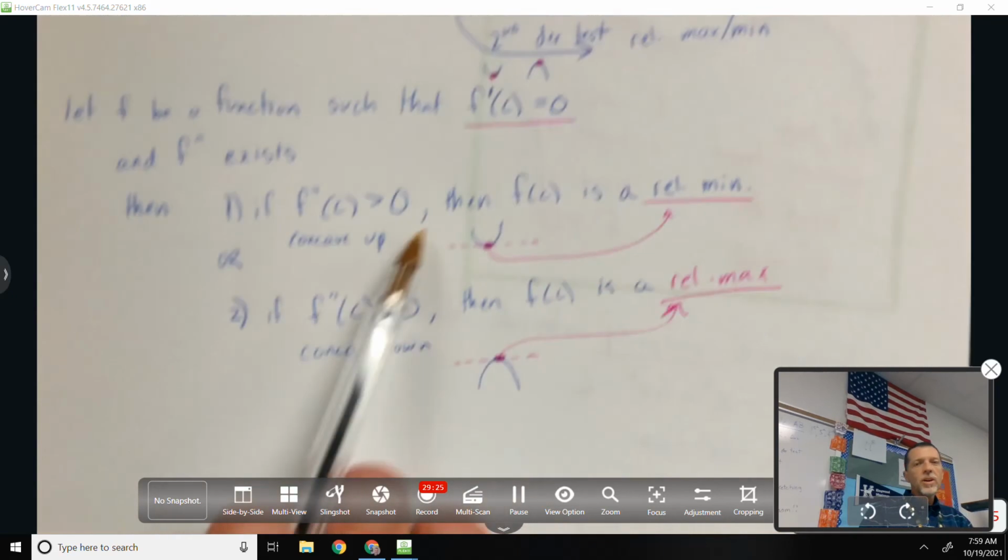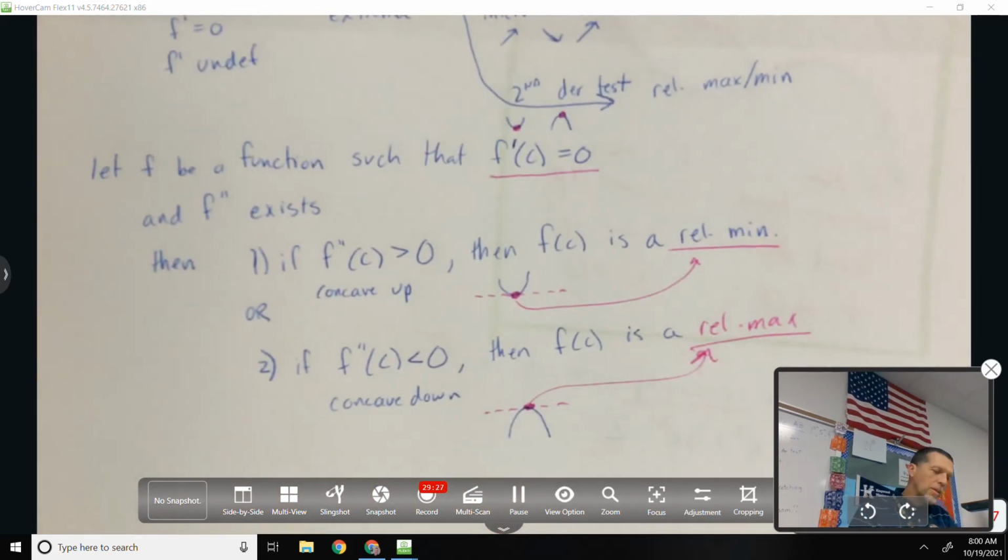This is another one where you should not memorize this thing. You should think about this when it comes up. If it's a horizontal tangent line, but it's also concave up, then that's a minimum. So don't memorize all the combinations. Think about them, and you can reason through what's going on.